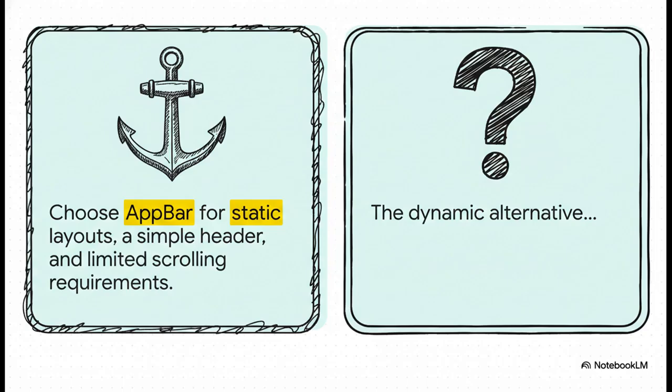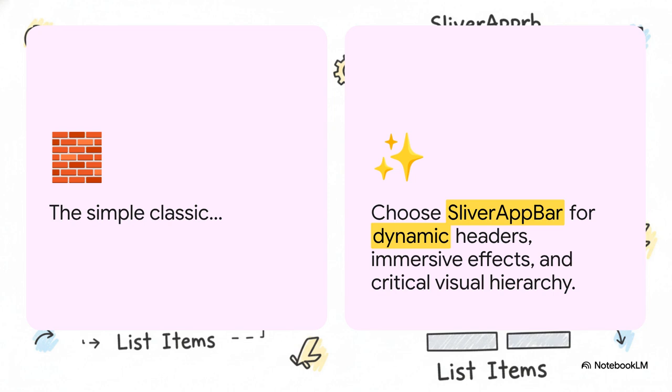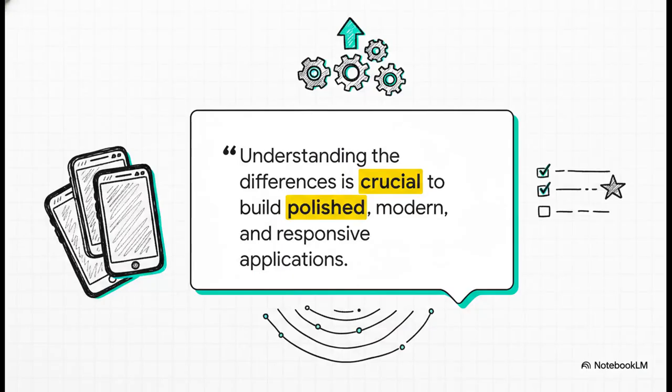It just works. And on the flip side, you should choose the SliverAppBar path when you really want to create a more dynamic, modern experience. If you need a header that actually reacts to scrolling, if you want those super cool collapsing effects, and if a sophisticated visual hierarchy and smooth interaction are critical to your app's feel, then the SliverAppBar is your champion, hands down. You know, this might seem like a small technical detail, but it's really not. Understanding this choice is absolutely crucial for any developer who wants to build apps that feel polished, that feel modern, and that feel truly responsive to the user.